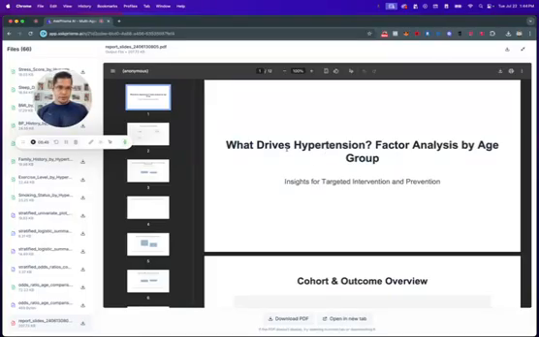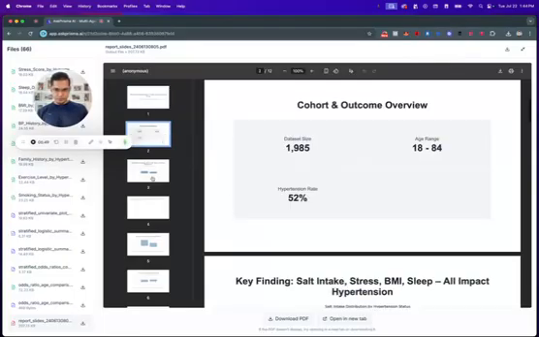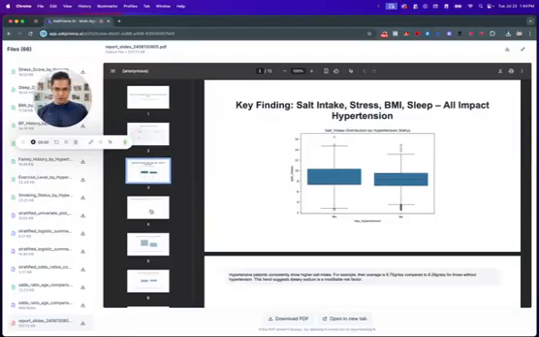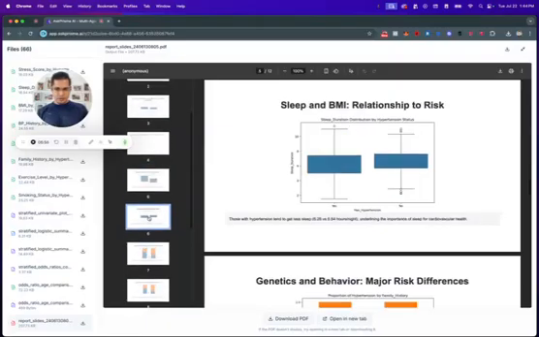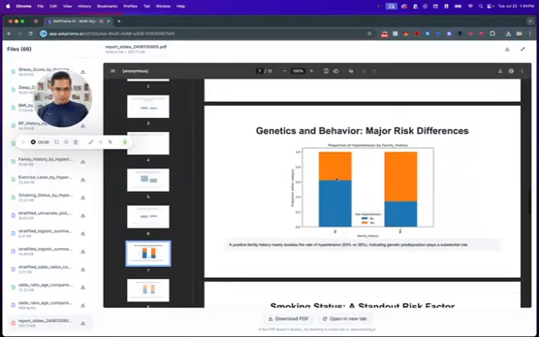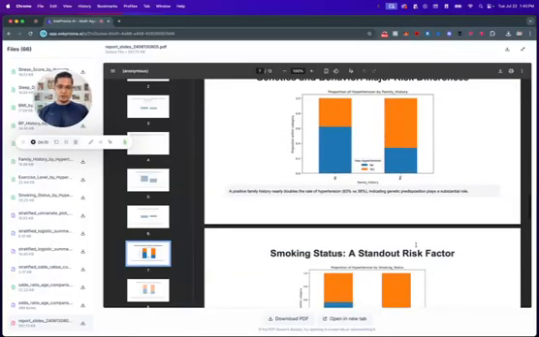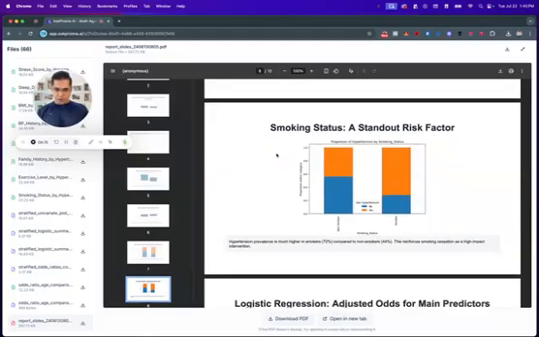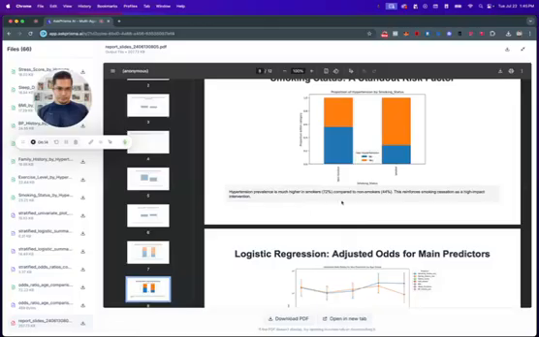So, what drives hypertension: factor and age analysis by age group. It's actually looked at the entire age range. These are intermediate factors, genetics and behavior as major risk factors. So, it's figured out that a family history nearly doubles the rate of hypertension, a 38% rise, so genetic predisposition plays a substantial role. Smoking looks like a standout factor.